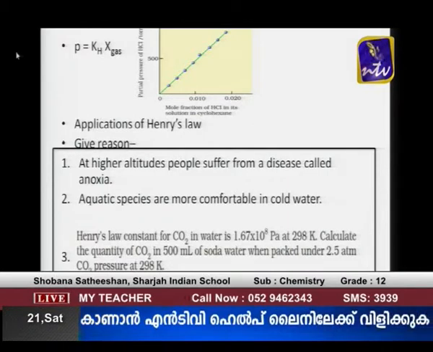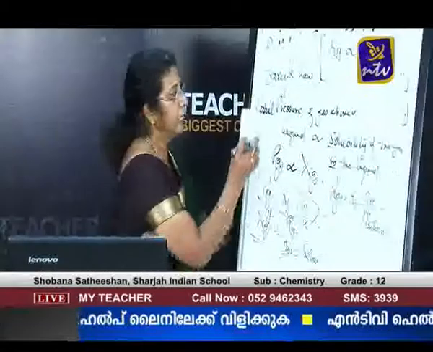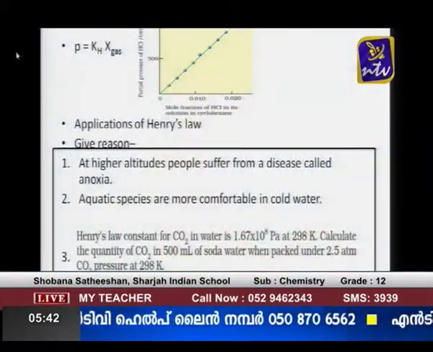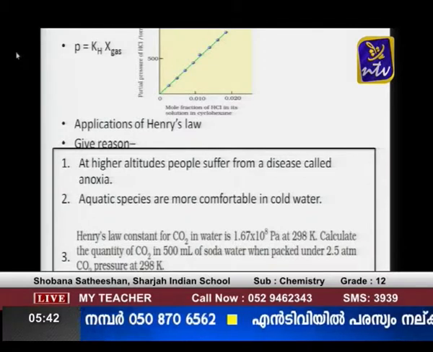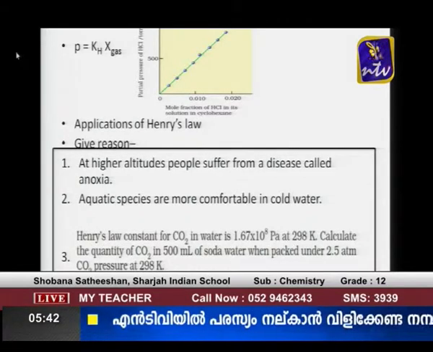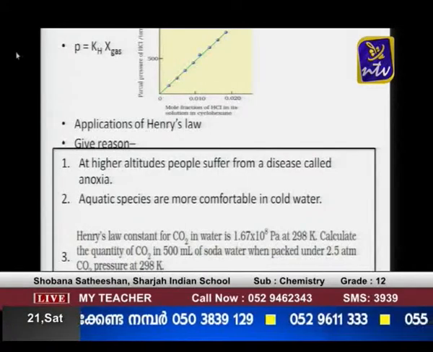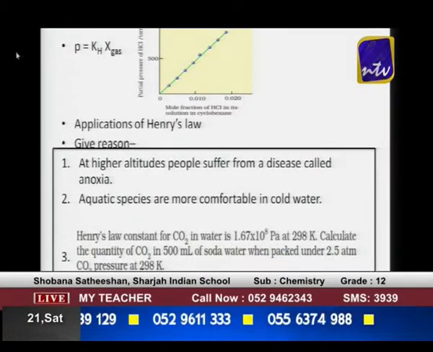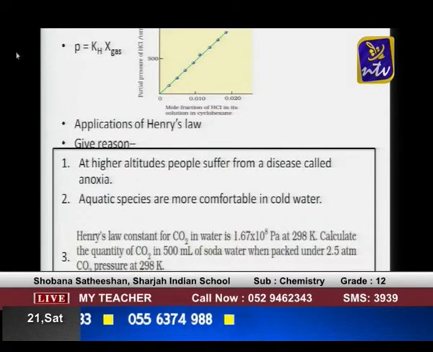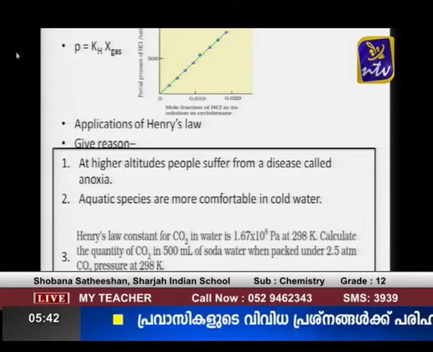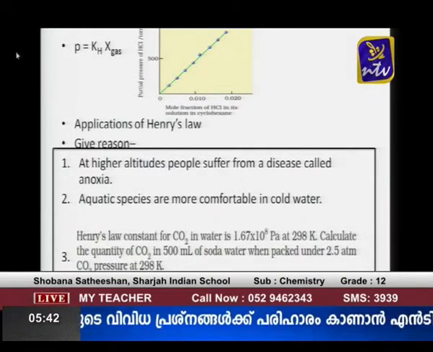Now let us see the problem over there. One problem is there, a Henry's law constant problem. Look at that problem, see the monitor. Henry's law constant for carbon dioxide is 1.67 into 10 raised to 8 pascals at 298 Kelvin. So KH is given there. Just see the question, after that we will see the board. Calculate the quantity of CO2 in 500 ml of soda water when packed under 2.5 atmosphere pressure.